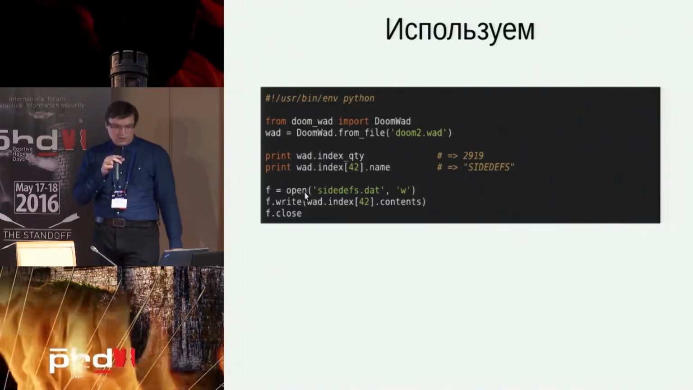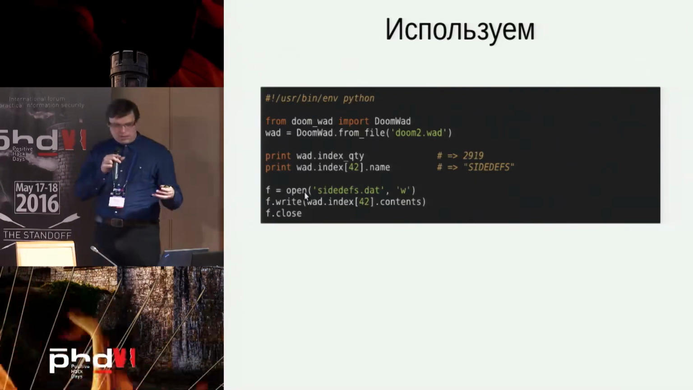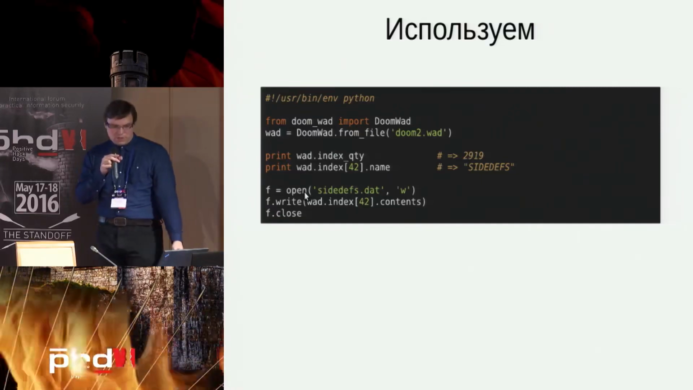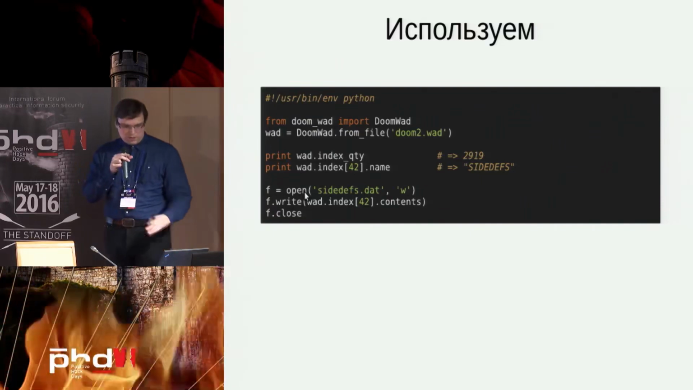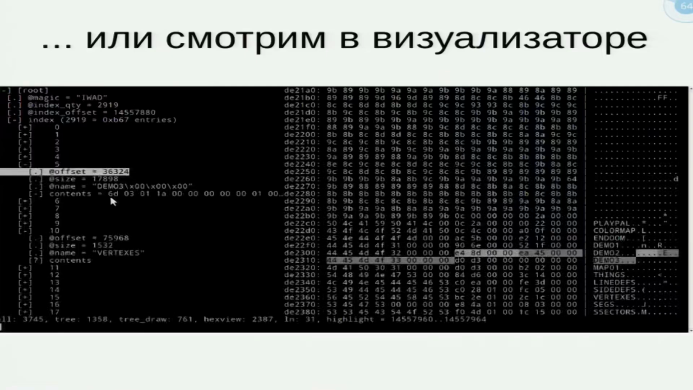the static method from_file in order to load the file, and after that we can address the fields of this class directly in order to read this file. We can ask the number of elements, the number of files in the container. We can ask the name, in this particular case, of file 42. We can open up a file and write the content of the file that we want into it.